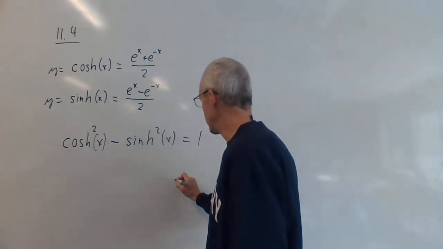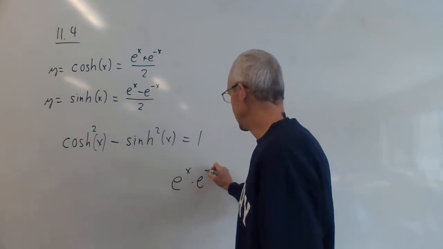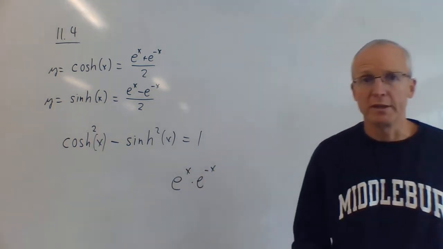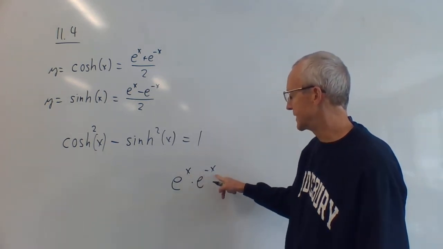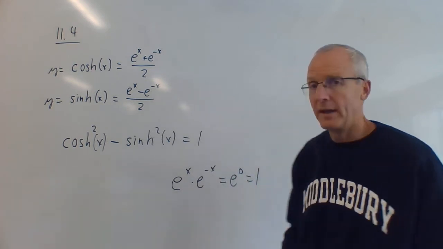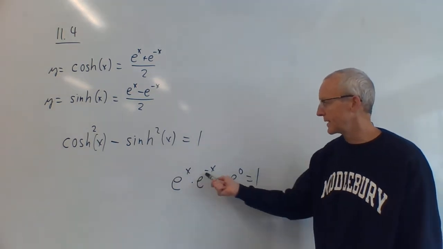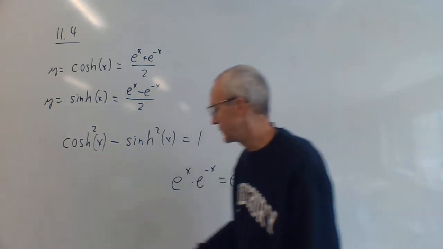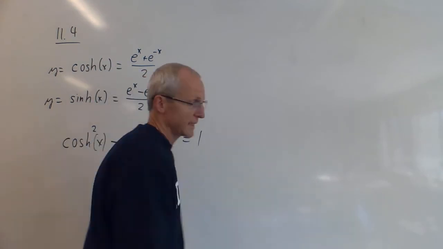Now, one thing you're going to use a lot, which is really cool, is e to the x times e to the negative x. We know that when you multiply things with the same base, you add the exponents. So x minus x is 0, so that's just e to the 0, which is equal to 1. That's really cool. That'll help simplify a lot of things. So just remember that. If you have e to the x times e to the negative x, you get e to the 0, which is 1. Okay, that's part B.